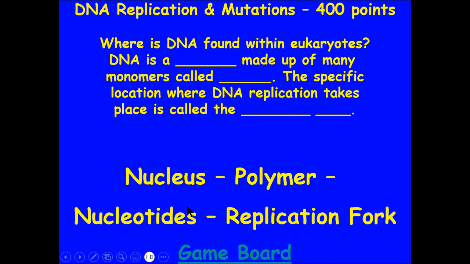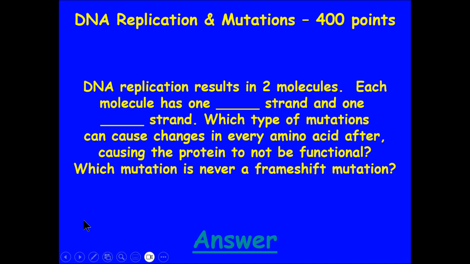All right, so DNA is found in the nucleus in eukaryotic cells. In prokaryotic cells, it just floats in the cytoplasm. DNA is a polymer made up of monomers called nucleotides, and the location where the hydrogen bonds are broken and new nucleotides are added to the growing DNA chain is called the replication fork. DNA replication results in 2 molecules. Each molecule has 1 blank strand and 1 blank strand.